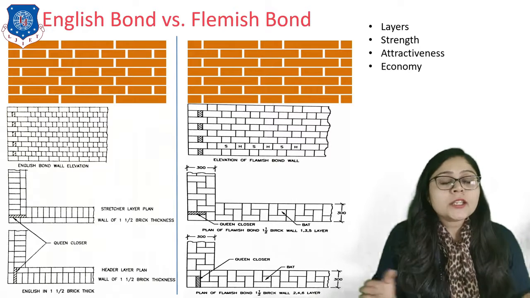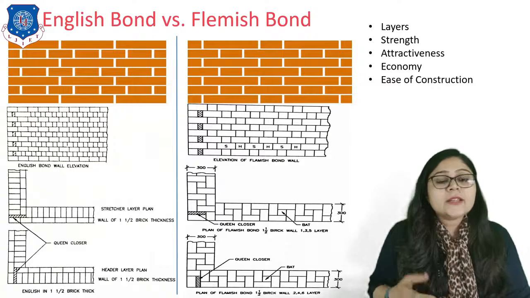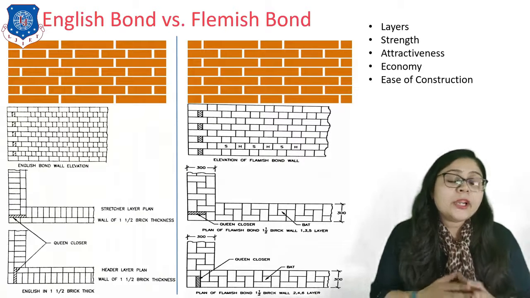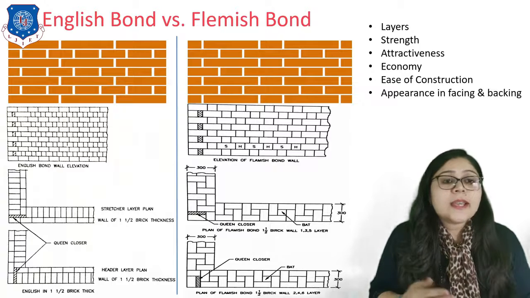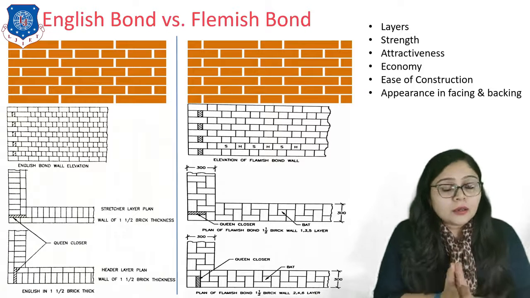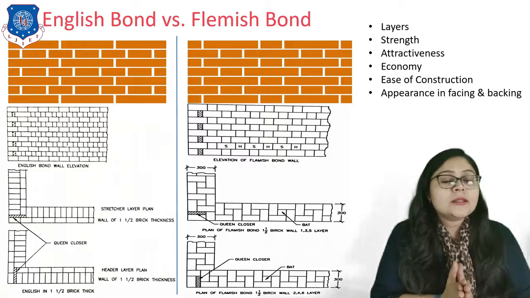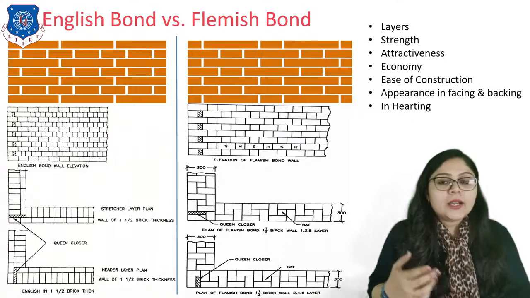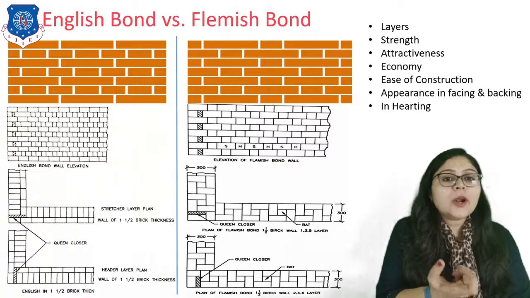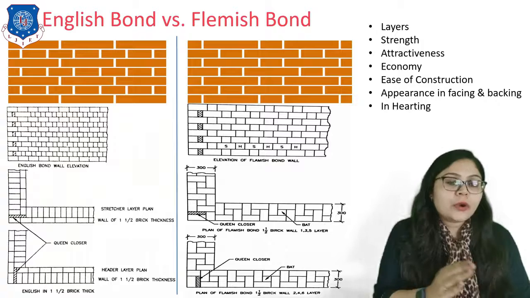In terms of economy, English bond is not preferable while Flemish bond is economical. Next is the ease of construction. English bond is easy to construct rather than the Flemish bond, which requires skilled people. Next is the appearance in facing and backing. Here again Flemish bond has different facing and backing views, while in English bond only facing is important. Next is closers. It means we are providing some queen closer in the English bond, and again 3/4 bats are required sometimes for Flemish bond to prepare two views from front and back.